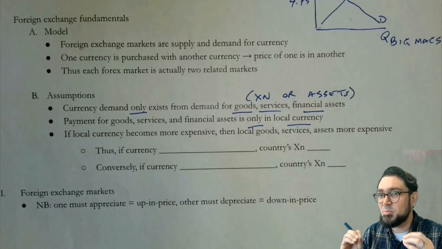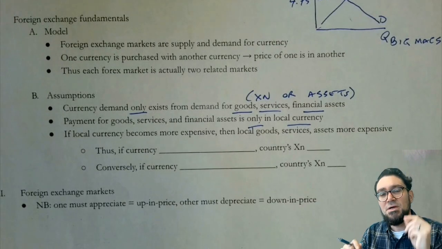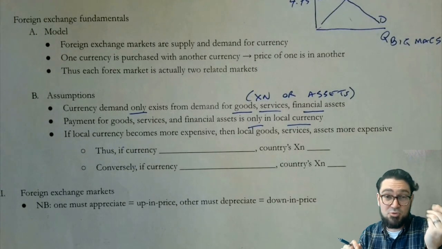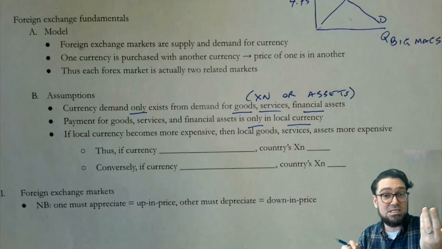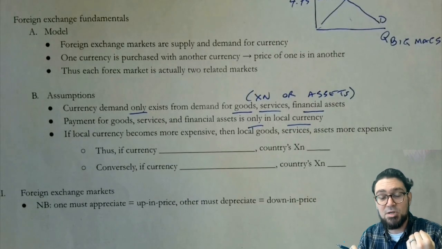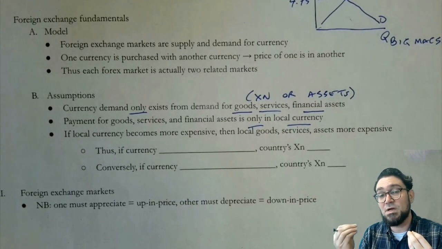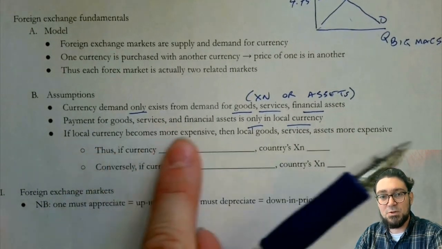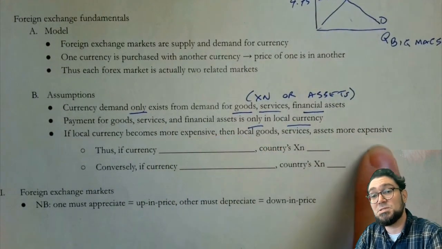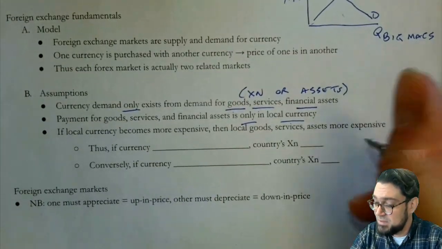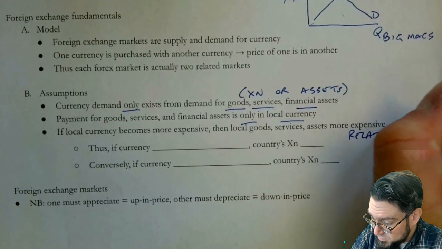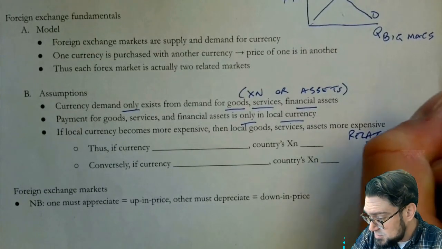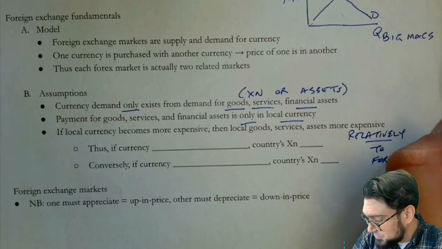And that's a really, really important sentence, so I'm going to say it again to you. The relative price of the currency, right? If the currency is expensive or if the currency is cheap, that's going to have an effect on whether the goods or the assets are expensive or cheap. And as I typed here, if the local currency becomes more expensive, then the local goods, services, and assets become more expensive relatively, right? Relatively to foreigners, is how we would say that.